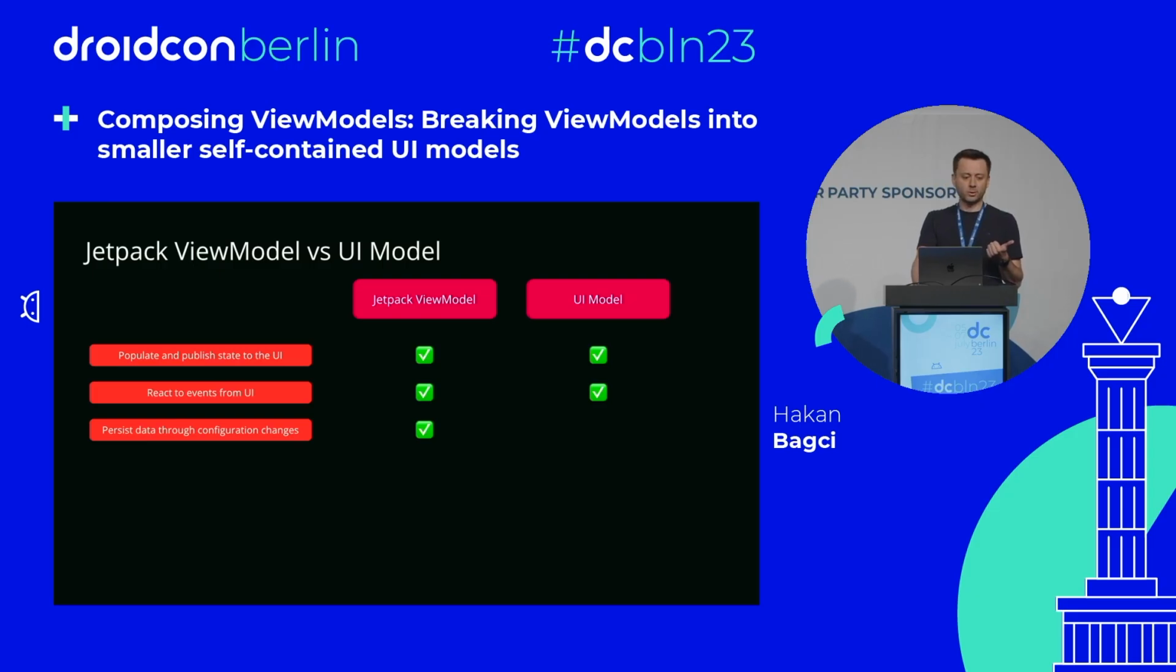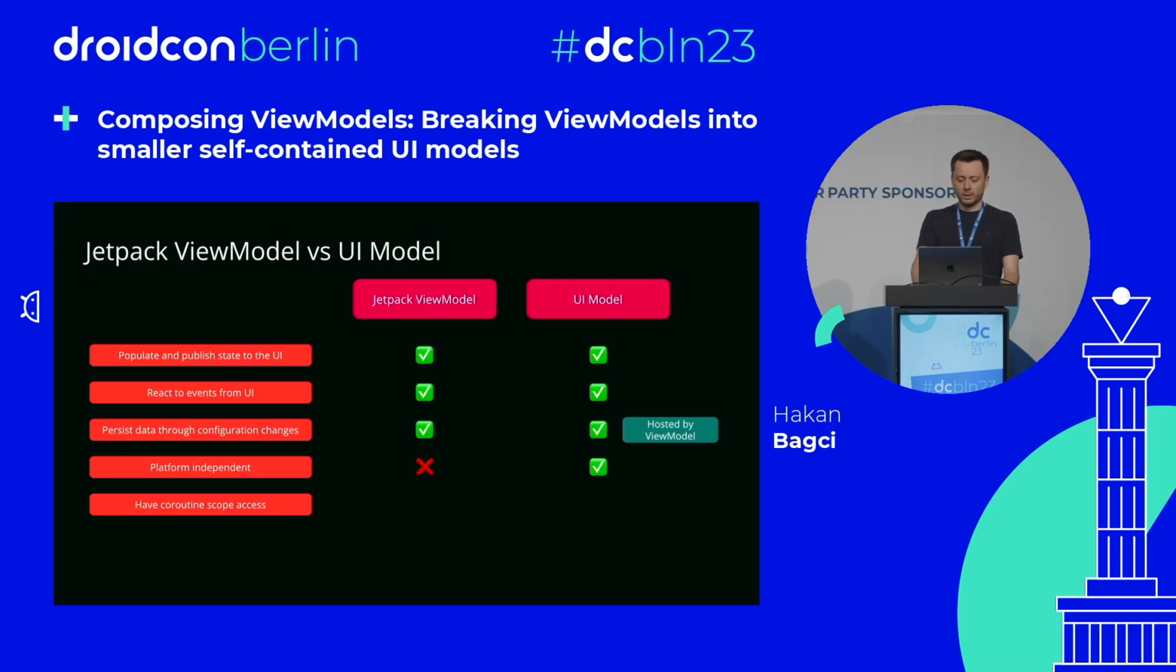This is a built-in feature of Jetpack ViewModels, but here is the idea. If you host your UI model in a ViewModel, then your UI model will also persist data through configuration changes. We'll come to that later. And as you know, Jetpack ViewModel is Android only, and it's not platform independent, but you can write your UI models in a platform independent way.